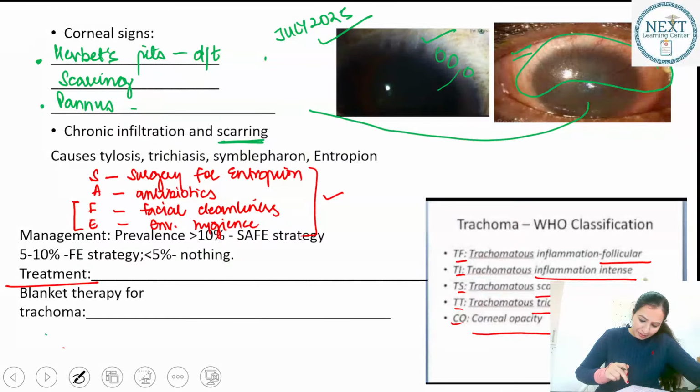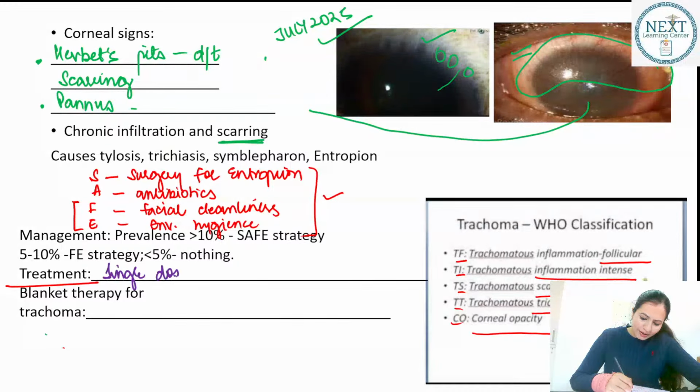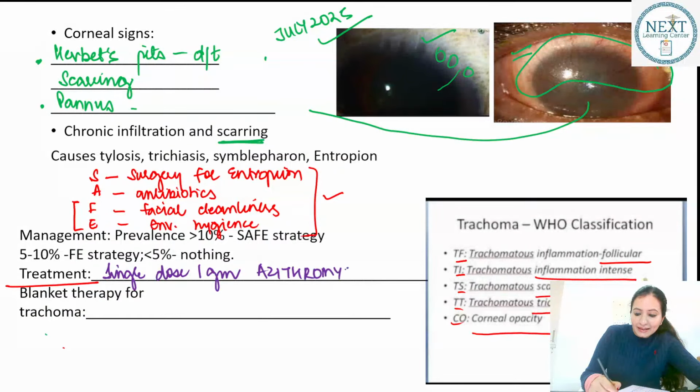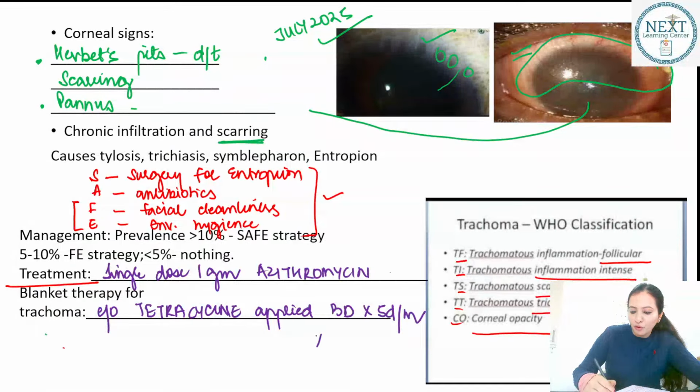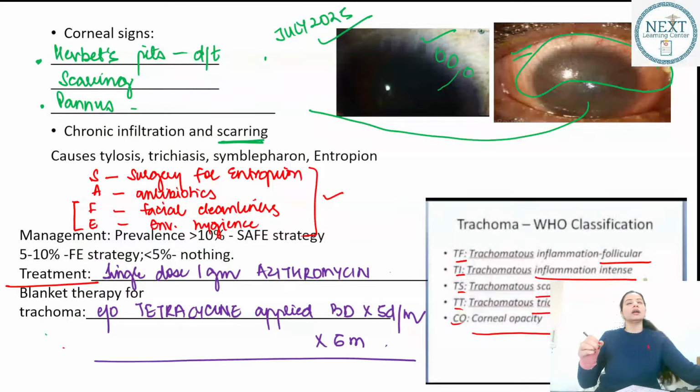If you talk about the treatment of trachoma, treatment is single dose 1 gram azithromycin. If we talk about the blanket therapy of trachoma, it is eye ointment tetracycline, applied BD, that means twice a day for 5 days per month for 6 months. So in short, in 6 months you have to give the blanket therapy. In every month you have to give 10 doses, okay, for consecutive 5 days.